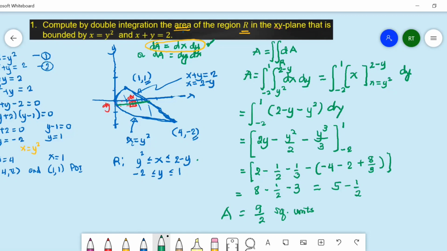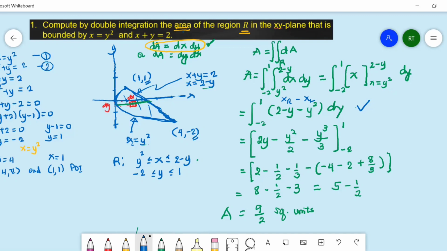Now, if we use the horizontal element, the area of the horizontal element is the length of the element, which is x right minus x left. X right is 2 minus y, and x left is y squared. So that will give us 2 minus y squared times the thickness, which is equal to differential of y. And this will actually give us this one. If we use ordinary integrals, then the area is equal to x right minus x left, 2 minus y squared times the thickness dy. So that will give us, of course, the area is equal to 9 over 2 square units.